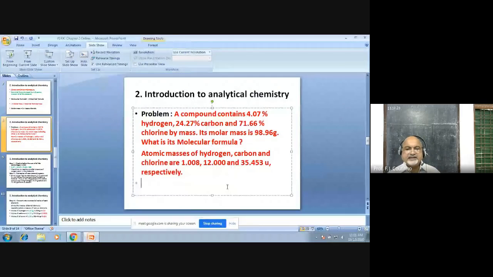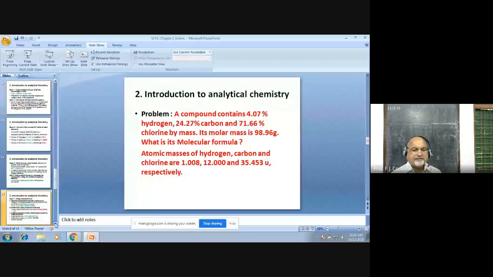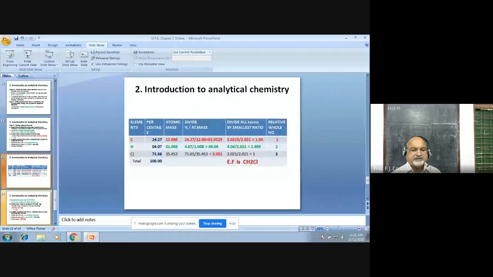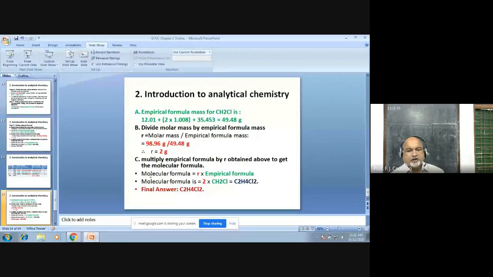So there is again a correction: molecular formula. So we'll calculate the molecular formula. Multiply the empirical formula by R. So molecular formula is equal to R into empirical formula. What is the value of R? 2, which we got from this formula: R is equal to molar mass upon empirical formula mass. So we got the value of R as 2.